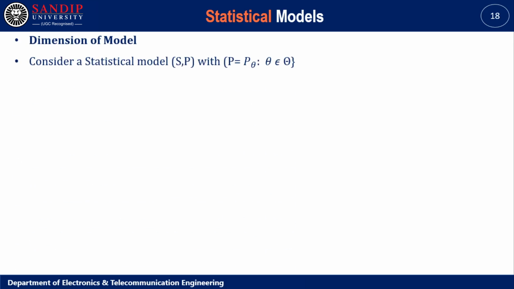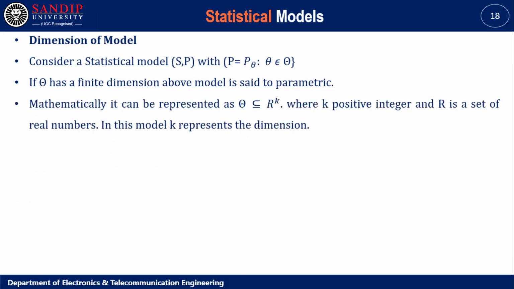Dimension of a model. Consider a statistical model S, P, with P equal to P suffix theta, where theta belongs to capital Theta. If theta has a finite dimension, our model is said to be parametric. Mathematically, it can be represented as theta belongs to R raised to k, where k is a positive integer and R is the set of real numbers. In this model, k represents the dimension. For example, a straight line has dimension 1.